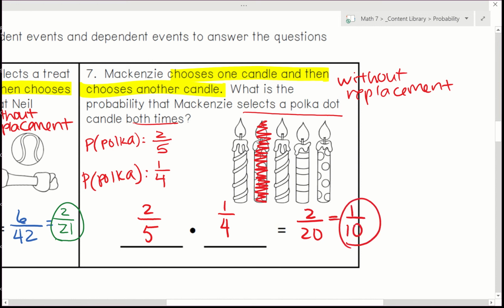Okay, so once you choose one of the items in your sample space, you can no longer have it in your sample space if they say they're not replacing it. They will explicitly tell you whether or not they replace it. I promise.